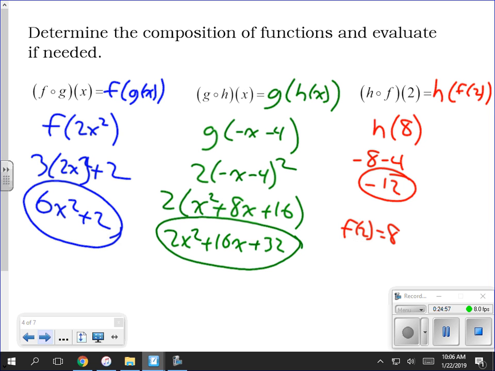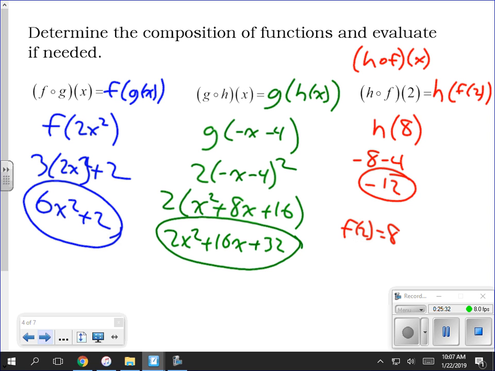Now, there is another option for doing h composed of f of 2. What you can do is figure out what h composed of f of x is, do it in terms of x, and then plug 2 into that answer. And that works as well. Sometimes that's what you want to do. Not very often. Kind of depends on the equations that are involved. Depends on how many times you're going to do it.